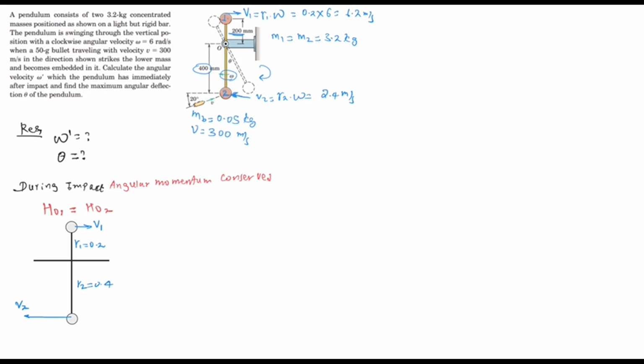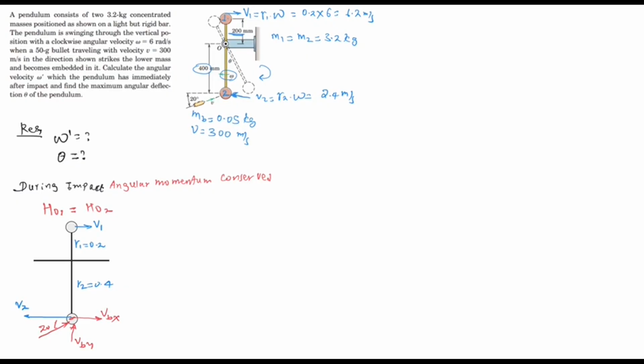And then for the bullet part, we know that it is given at an angle of 20 degrees. So we'll have two components. One component is in the X direction, and one component is in the Y direction. So this one will be the velocity of the bullet in the X direction, and this one will be the velocity of the bullet in the Y direction.